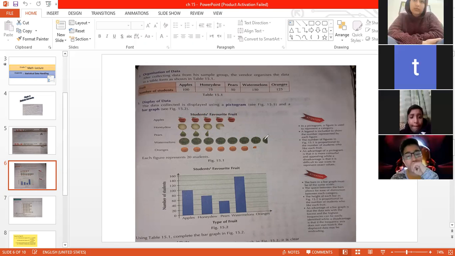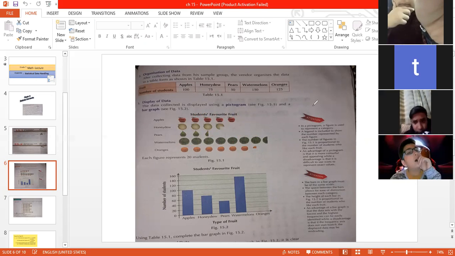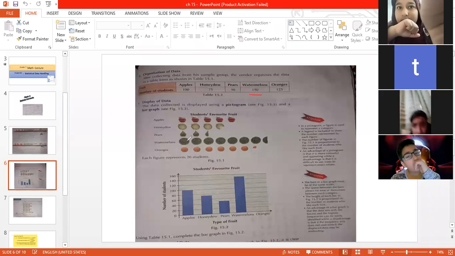Okay. Yes, Hussain. Ma'am, please explain the watermelon again. Okay, see this. How many total watermelons, Hussain? 150. Each is representing 20. Yes. 20 plus 20 is 40.